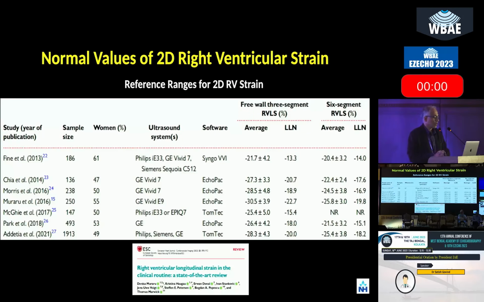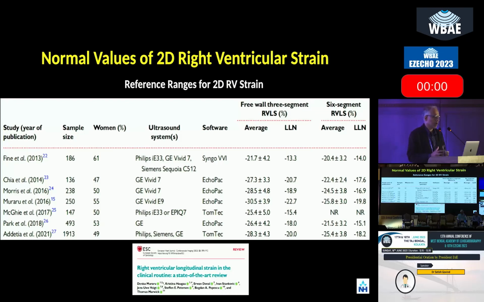Now, look at this article. This has come in 2022, so a much more recent one. And what you see here is there are 3 authors who were in the earlier paper and are in this paper also. So now you have again a little bit of an issue. Look at the terminologies. This time they call it free wall 3-segment RVLS.